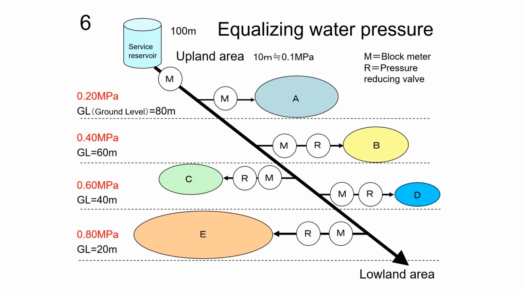Let's say appropriate pressure here is 0.2 megapascal. Installing pressure-reducing valves achieved equal pressure of 0.2 megapascal for every block. As you can see, establishing distribution blocks helps reduce water leak by adjusting excessive water pressure. Since water pressure and topography are closely related, good understanding of local topography is crucial in designing distribution blocks.